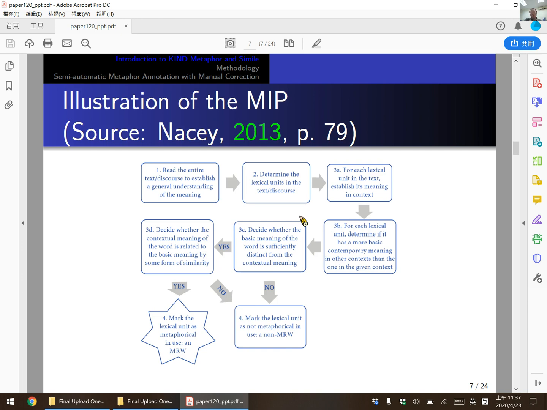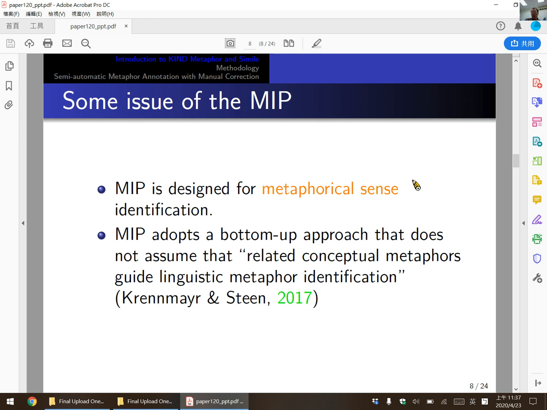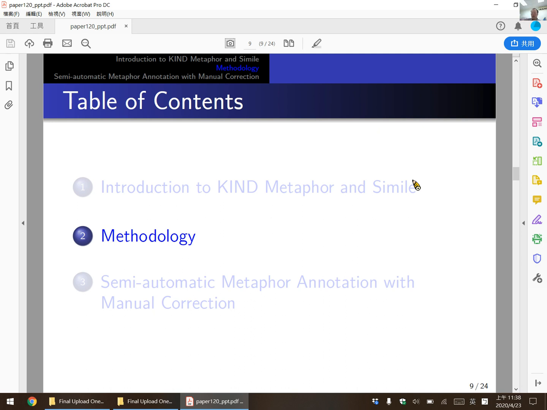And here is another illustration of the same metaphor identification procedure. It's a good guideline, but there are also some issues with the procedure proposed by the Pragglejaz Group. Basically, this procedure is designed to identify metaphorical sense at the word level. It also adopts a bottom-up approach that does not assume that related conceptual metaphors guide the metaphor identification. And in our study, we will address the role of concepts in metaphor identification.